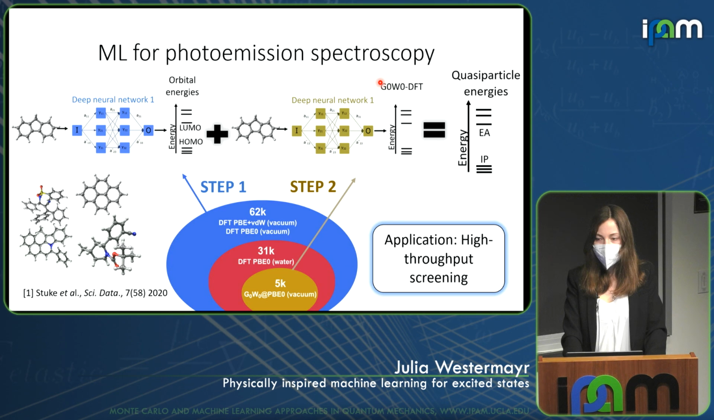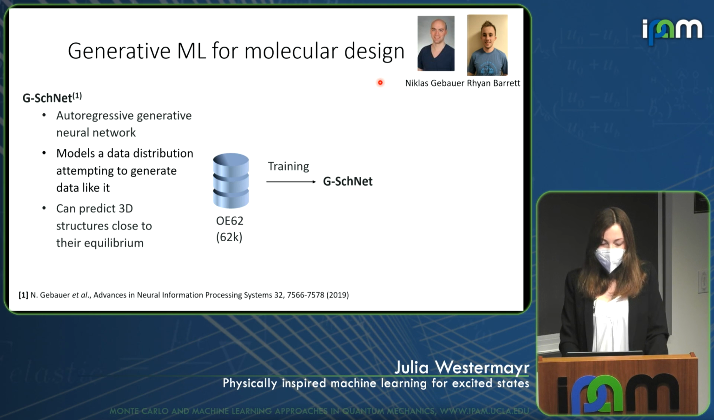And we wanted to apply it now for high throughput screening. So we were very happy that we had our model, but then we searched for data, and we didn't know where to get the data that we could screen. We could screen the OE62 data set, but that's it basically. So we then started to use generative machine learning models for molecular design.